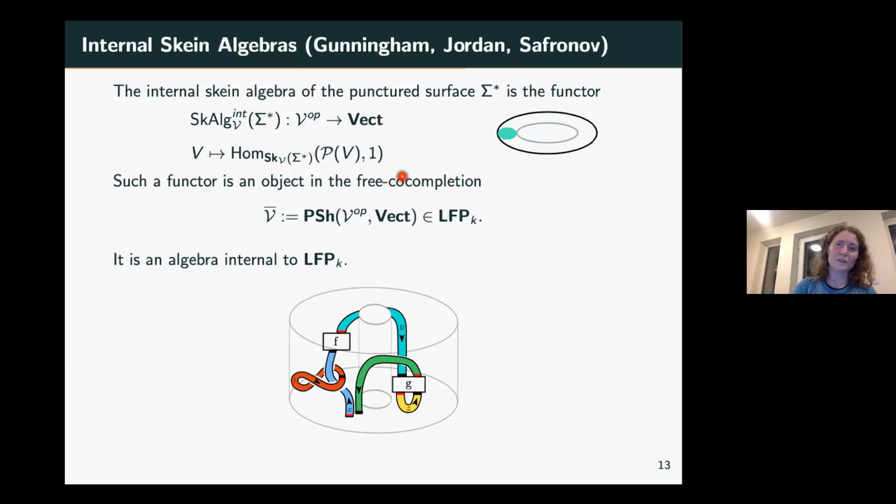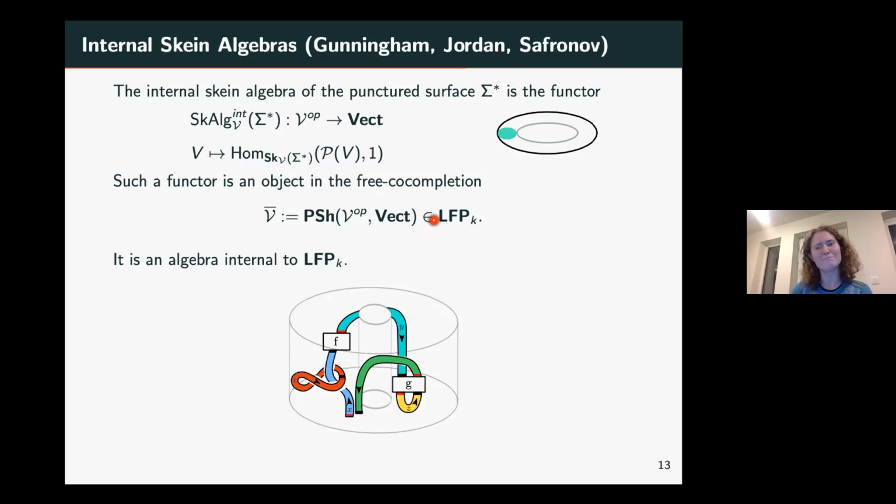And so the interesting point here is that this is actually an algebra. The first thing you would realize is this is a functor from the opposite category of V to vector spaces. So it's basically an object in the free co-completion of V. It's a presheaf from here to here.